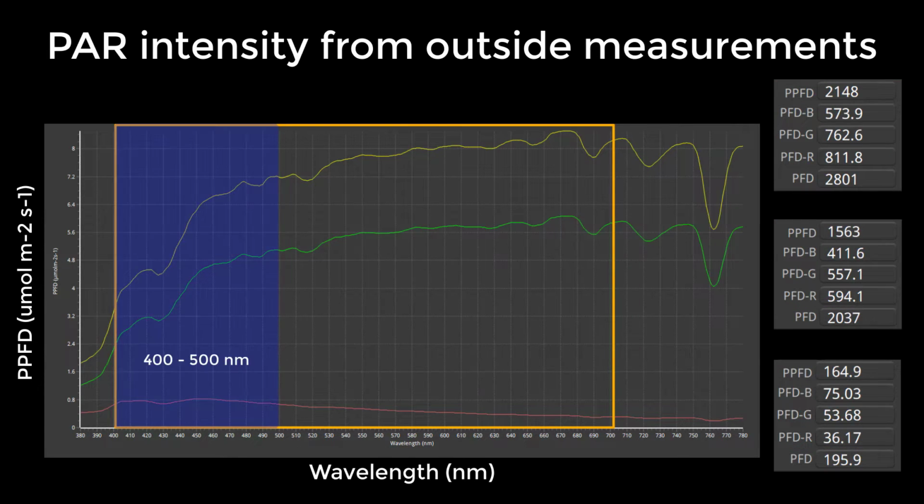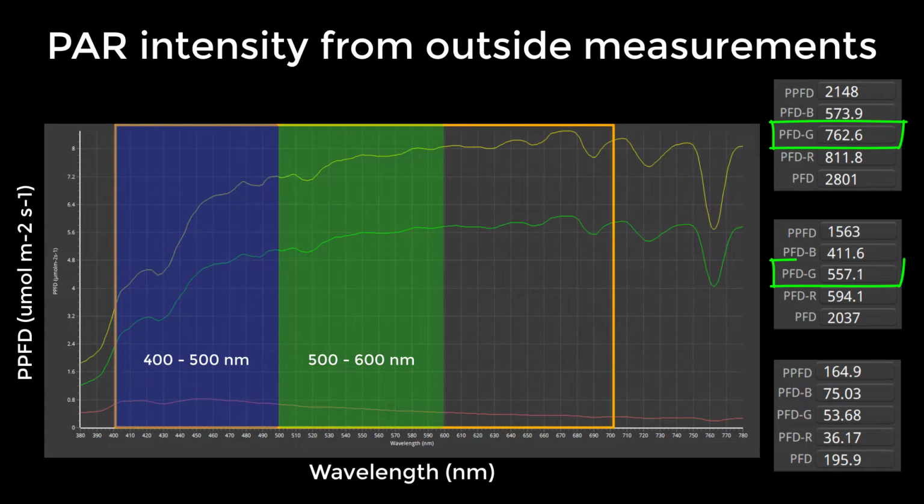And when I talk about the blue waveband, we're talking about all the light energy that has wavelengths that fall between 400 and 500 nanometers. Similarly, for the green waveband, it's light energy with wavelengths between 500 and 600. And for the red waveband, we're talking about light energy that has wavelengths between 600 and 700 nanometers.